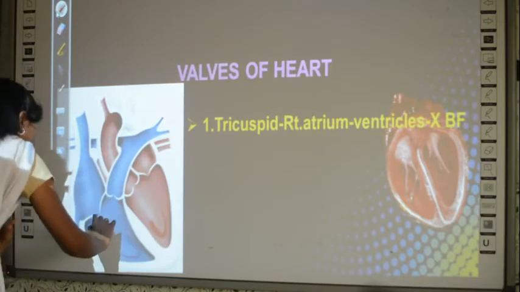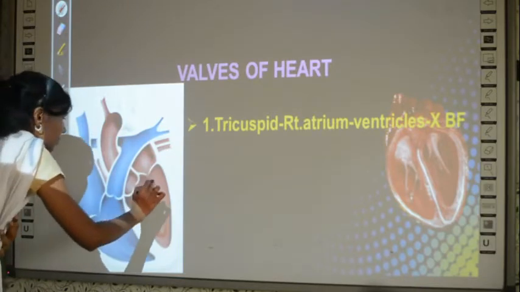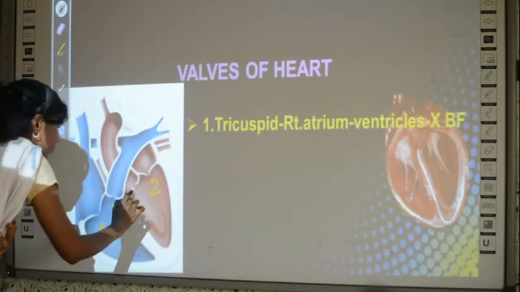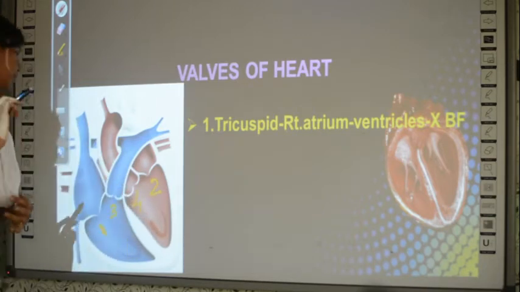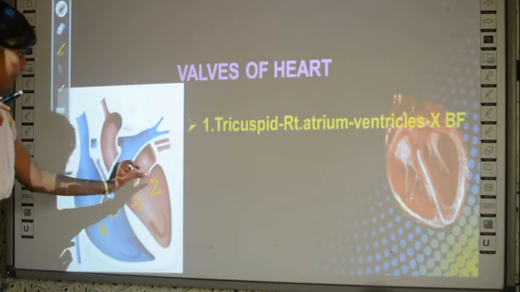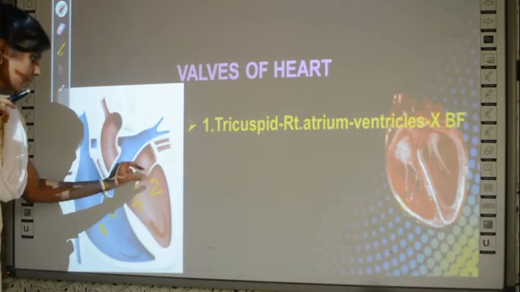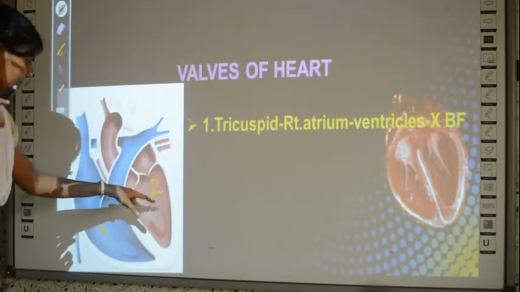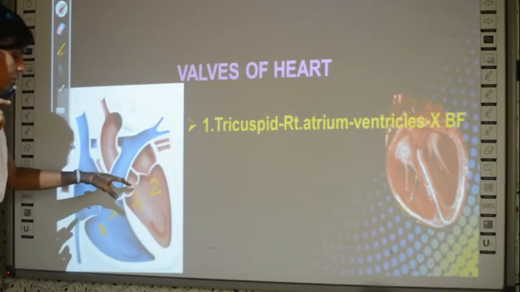So 1, 2, 3 and 4. Okay. So first valve, from the atria it enters ventricles through this valve, and then from the ventricle it is released out through this valve.